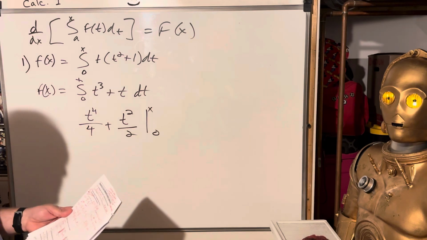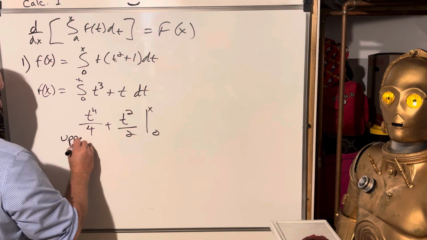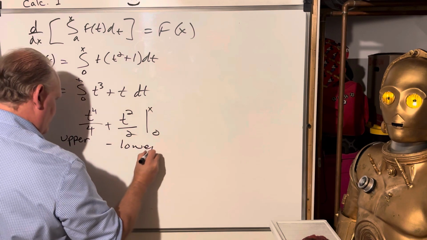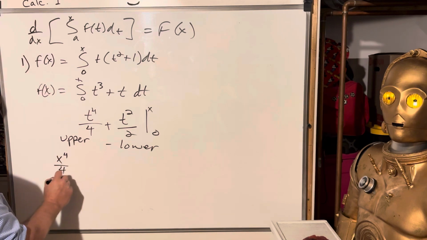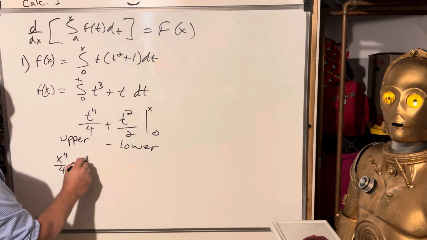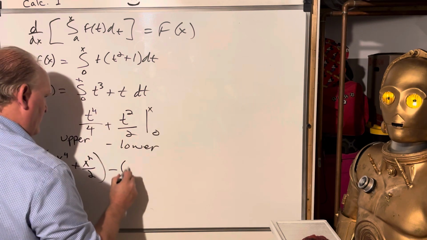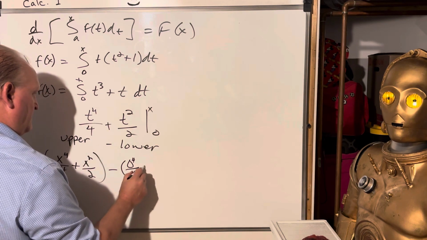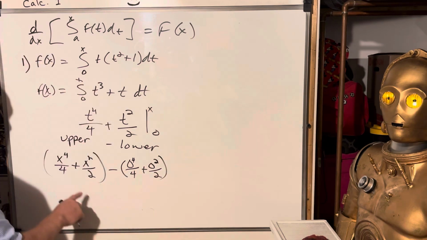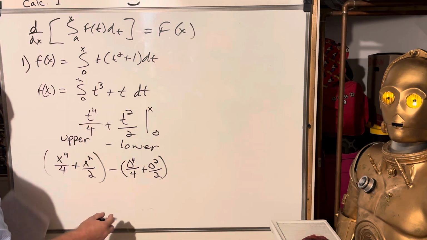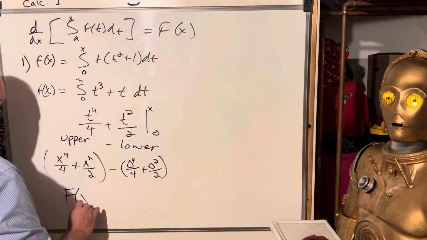So what is that going to look like? Well, I'm going to do upper minus lower. So I'm going to put in x everywhere: x to the 4th over 4, plus x squared over 2, minus, I'm going to put in 0 everywhere: 0 to the 4th over 4, plus 0 squared over 2. So that all just goes to 0. So we just have this. So that is our integral, capital F of x.